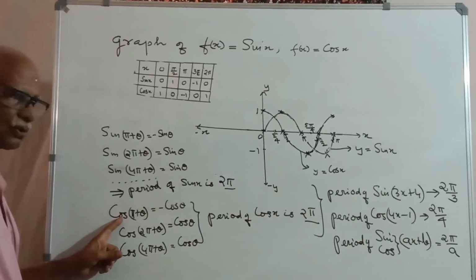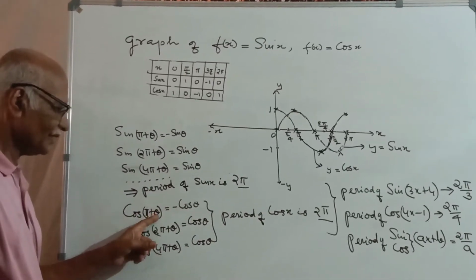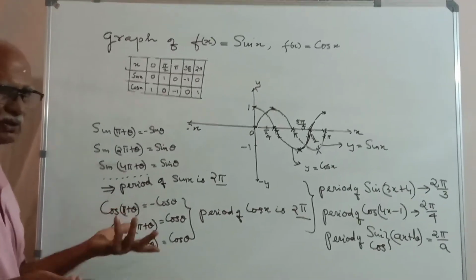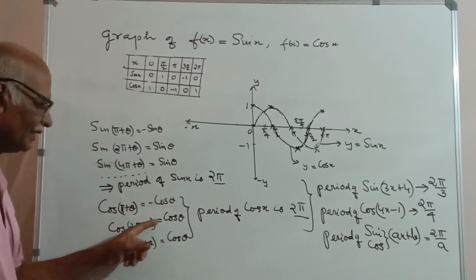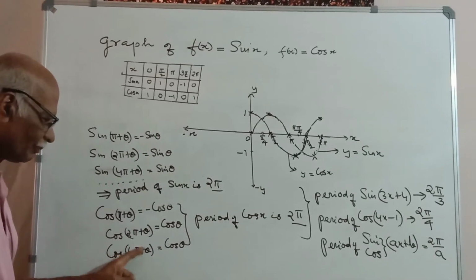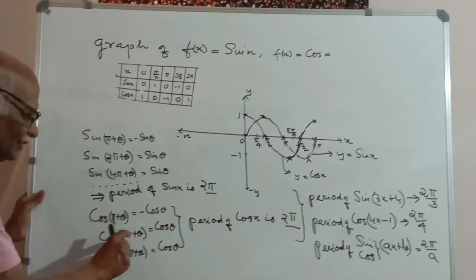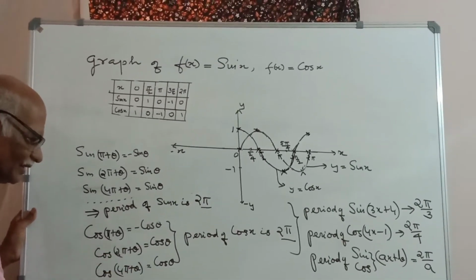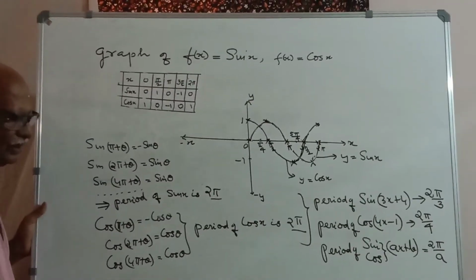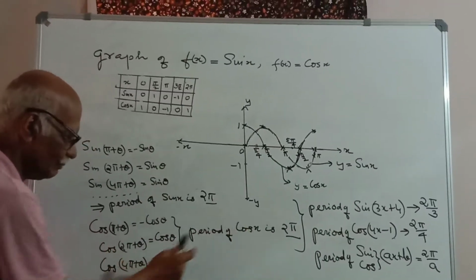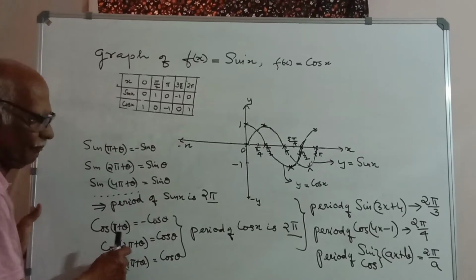Now similarly for cos, cos of pi plus theta is minus cos theta. That will not do. Cos of 2 pi plus theta is cos theta. Cos of 4 pi plus theta is cos theta. So for 2 pi, 4 pi, 6 pi, etc. there is no change. That means the period of cos x is the minimum of this, 2 pi.